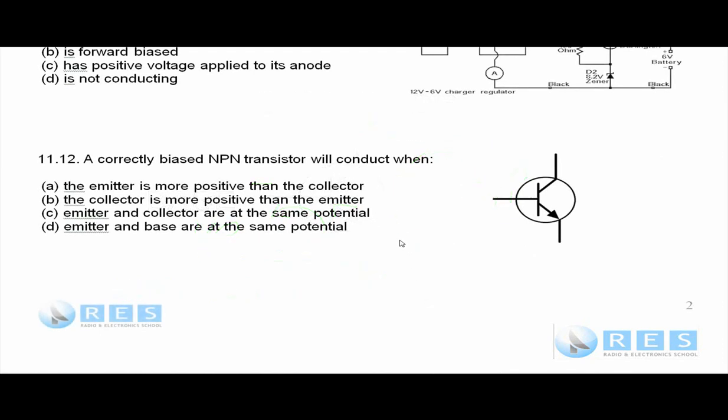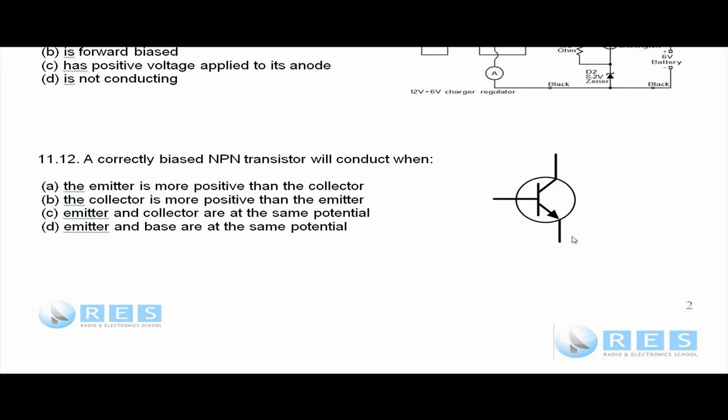Question 11.12 is what I was just talking about with transistors. This is an NPN transistor, it's not pointing in, and they're asking us whether the base and emitter or collector are positive or negative and so forth. So if we wanted current to flow against the arrow, the base would be negative and the emitter would be positive, and the collector, which would be far greater negative than the base, and this would be positive as well. So the collector is more positive than the emitter is the answer.